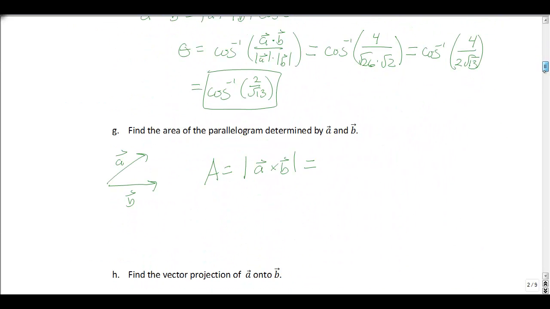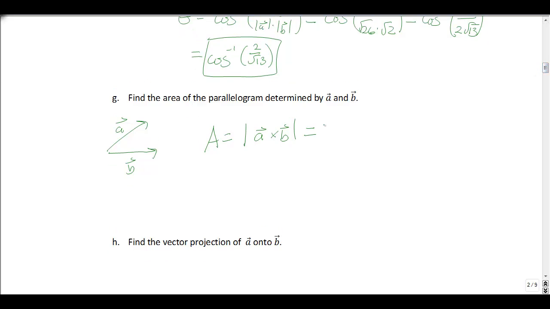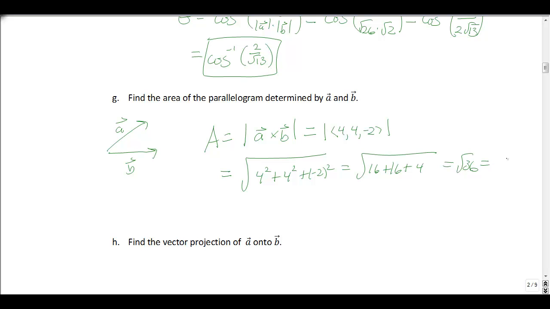So again, if you hadn't done that question already, you could just redo this. It's 4, 4, negative 2. I just need to find the magnitude. It's the square root of 4 squared plus 4 squared plus negative 2 squared. It's the square root of 16 plus 16 plus 4. 16 plus 16 is 32, plus 4 is 36. Square root of 36. We get an area of that parallelogram of 6.